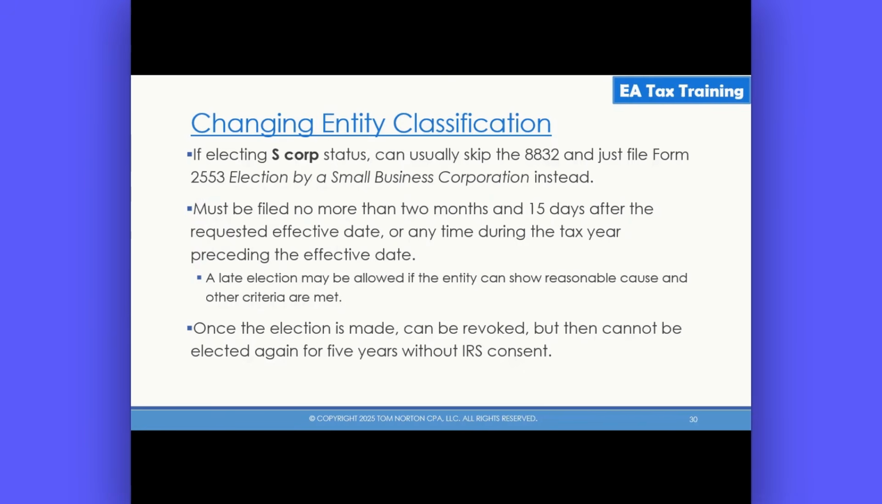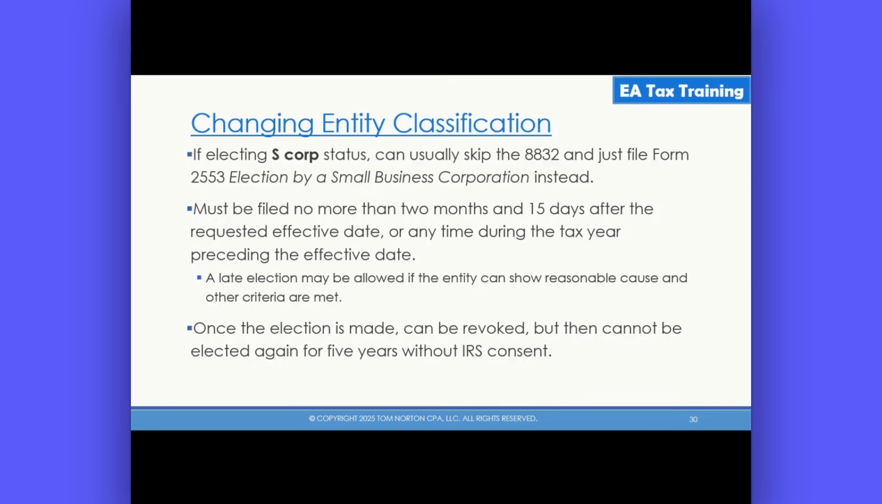If an entity wants to elect S Corp status instead, they can do that by filing a Form 2553. And you're going to find that this is much more common than an entity making a C Corp election. Usually, when they are making an election to be taxed as a different type of entity, it is going to be as an S Corp.